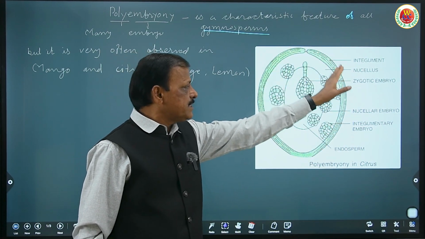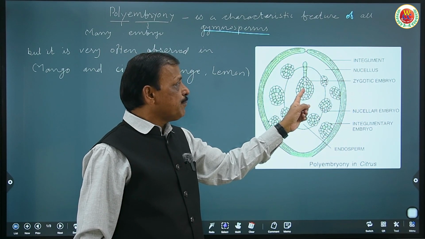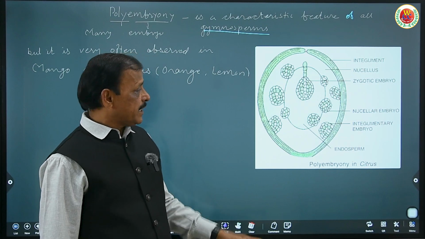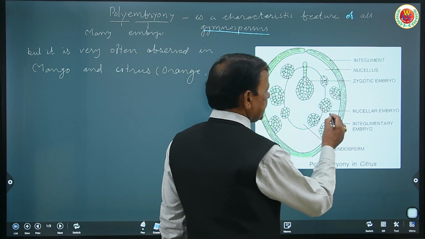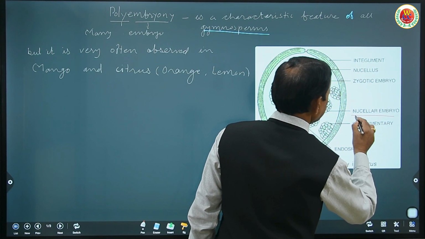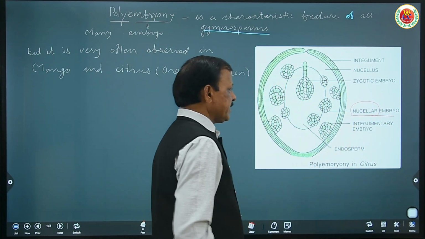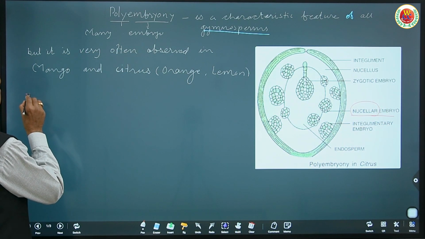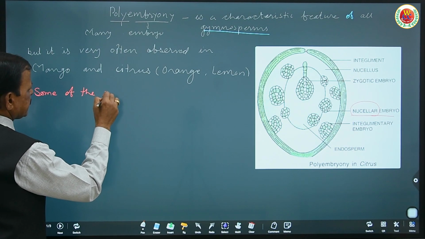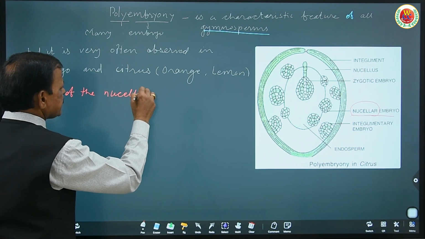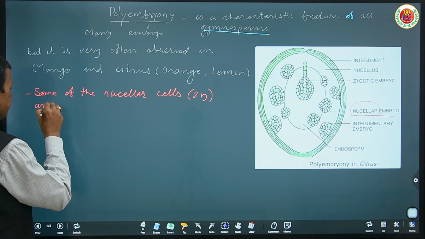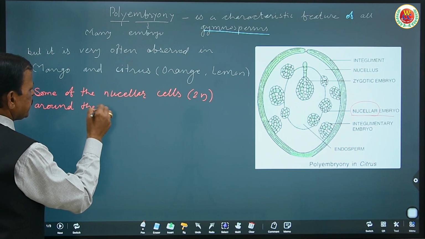This area is the ovule. Here this is the embryo already developed from the zygote. But at the same time, some of the nucellar cells, these are the nucellar cells, divide and redivide. These nucellar cells are deployed around the developing embryo.